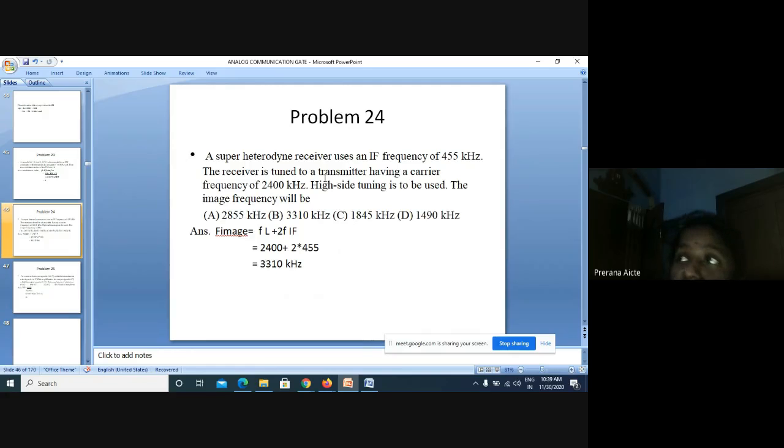Once your signal is demodulated, the output is given to your audio amplifiers, sorry, audio voltage amplifiers, and then the power amplifier, to reconstruct your original message signal. So we are going to make use of these superheterodyne receivers to reconstruct our AM signals, isn't it?